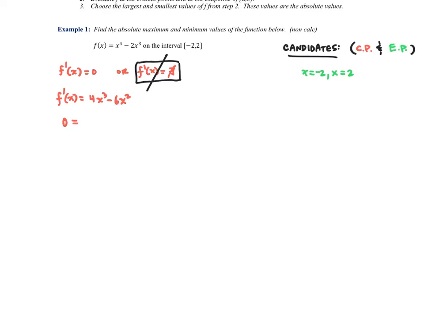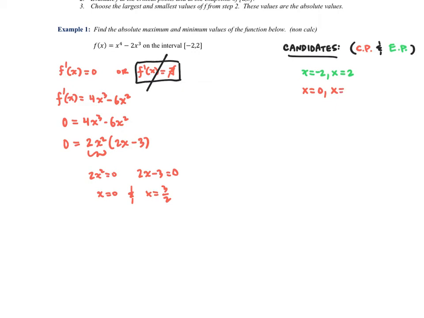So now we set the derivative equal to 0, and we solve the polynomial with our traditional methods. In this case, I'm going to factor. I'm going to pull out a 2 and an x squared. That will leave me with 2x minus 3. If we use the zero product property and set these 2 factors equal to 0, I would get x equals 0 and x equals 3/2. Okay, so now I have my critical points, x equals 0 and x equals 3/2.